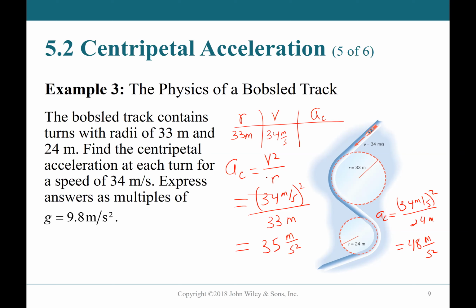Then it says express answers as multiples of g. So in other words, how many g's is this? Well, we know that 1g is 9.8 meters per second squared. So how many g's is this? Well, I divide this by 9.8 meters per second squared. That'll tell me how many g's it is. Same thing here. Divide this by 9.8 meters per second squared. That'll tell me how many g's it is. So when you hear them expressing something as a multiple of g, then you understand what that means.